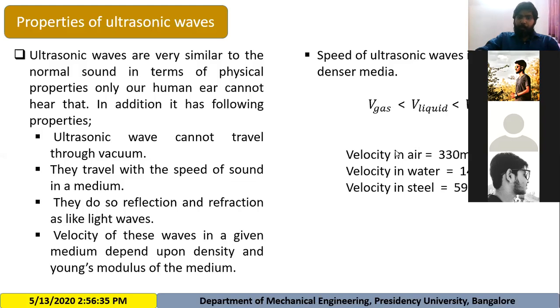You can see that in steel, which is a solid, the velocity of ultrasonic waves is 5920 meters per second. In water, which is liquid, its speed is 1480 meters per second, and in air, its velocity is 330 meters per second. The density of solid is very high, and the speed of ultrasonic waves is more in denser media, so we have a very high velocity of ultrasonic waves in steel because of the denseness of the steel medium.